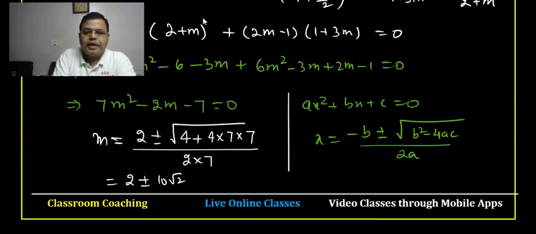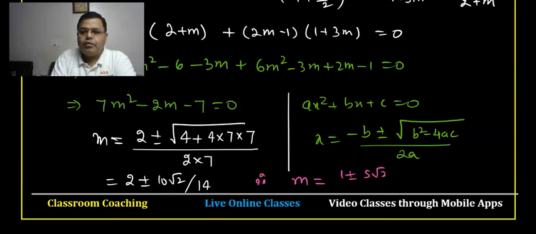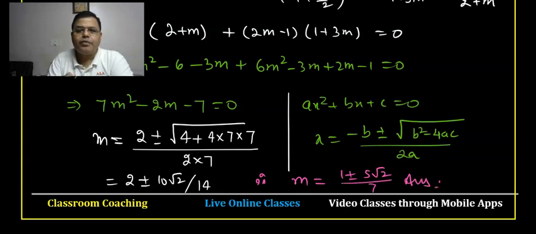So it can be written as, 14, isn't it? So that can be written as, 14, 2 if I take common, and therefore m is equal to what will come? 1 plus minus 5 root 2 by 7, and that will be the answer of this question. I hope you got it.